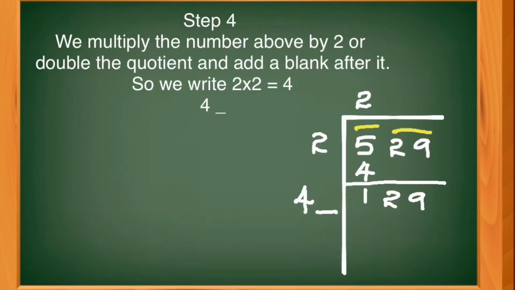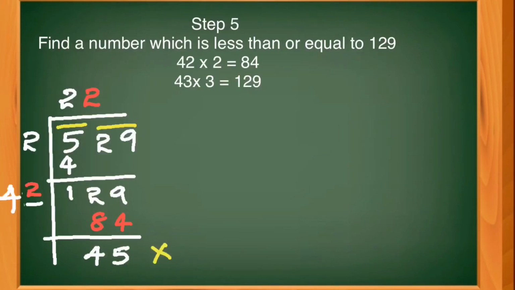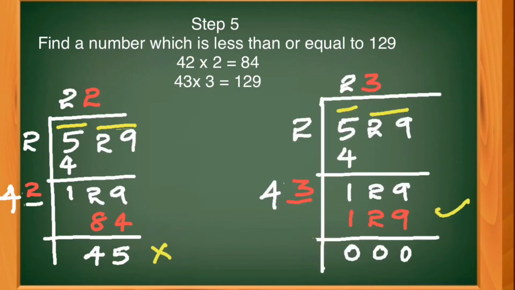Step 4. We multiply the number above by 2 and add a blank after it. So we write 2 into 2 equals 4. Step 5. Find a number which is less than or equal to 129. 42 into 2 equals 84. That's not possible. So let's try with 3.